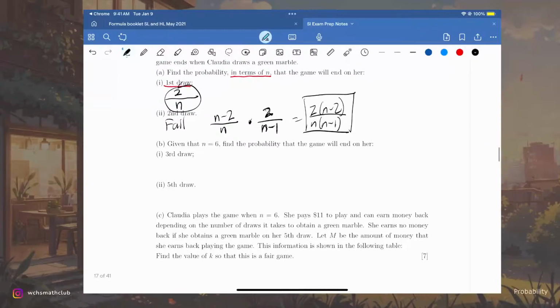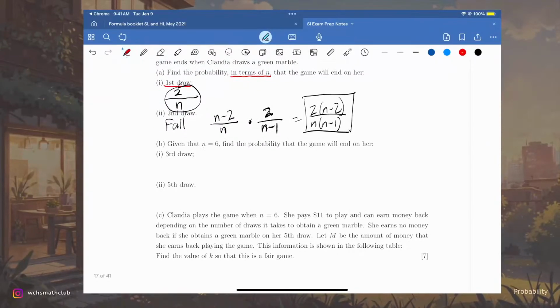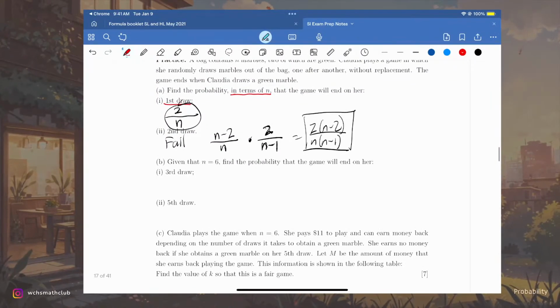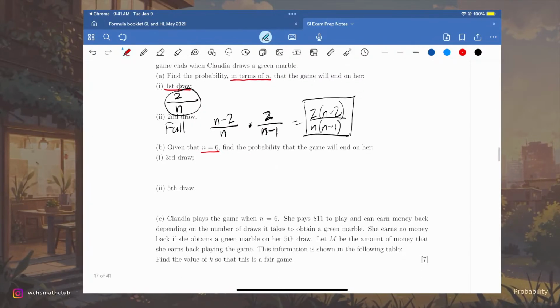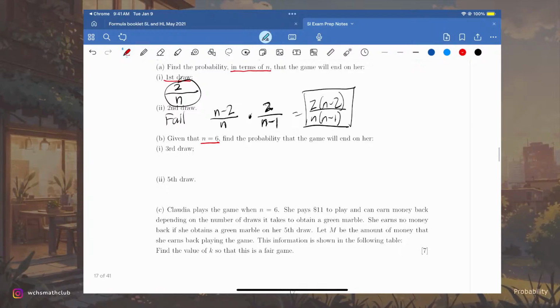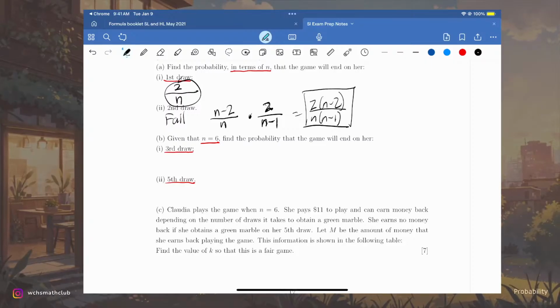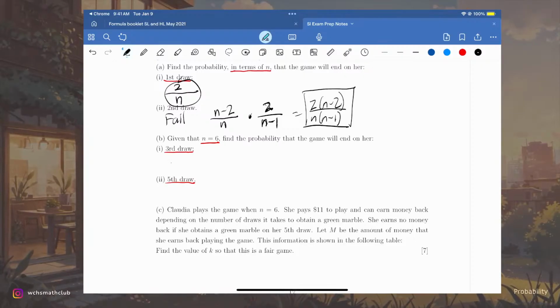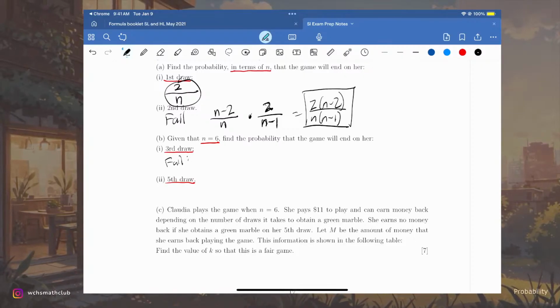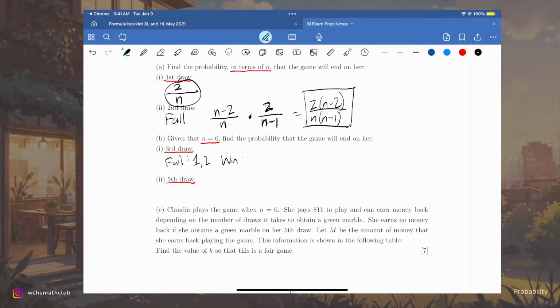In our second part, the problem actually gives us an explicit value of n equals 6, and asks us to find the probability that the game will end on her third draw and fifth draw. So we're going to start with the third draw. As we did in part A, the strategy here is you need to fail to win on your first and second, and then win on your third one.